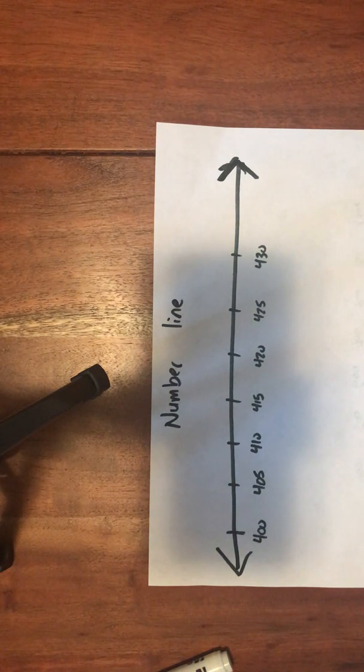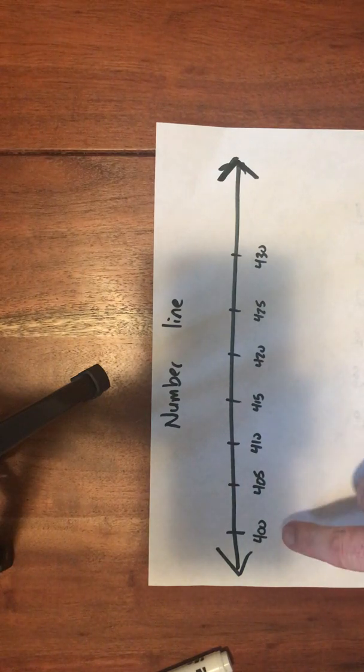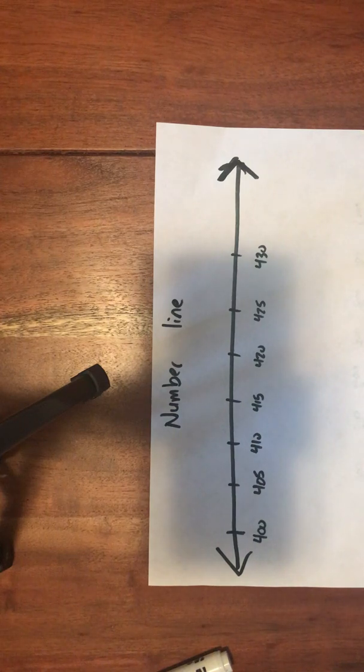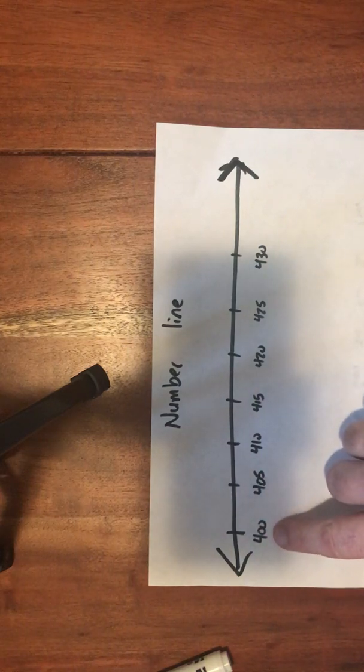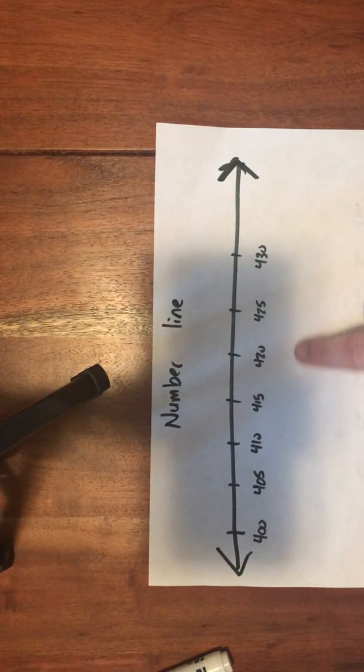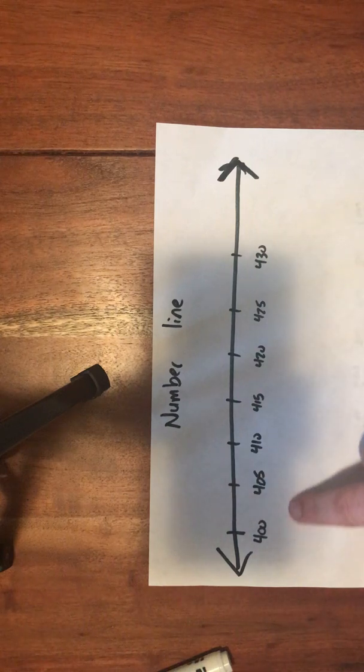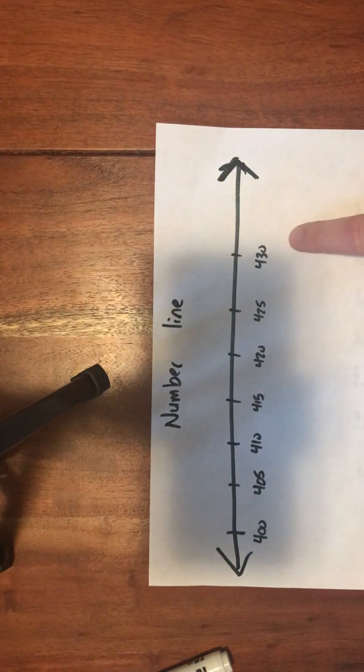The first thing I want you to do is take a look at this number line right here. At which number does the number line start? That's right, it starts at 400. Remember, reading a number line is one of those skills that we learned earlier this year and you've probably learned before, but in case you forgot, we start with lesser numbers and we go to greater numbers. We're always going to start at the left and go to the right.